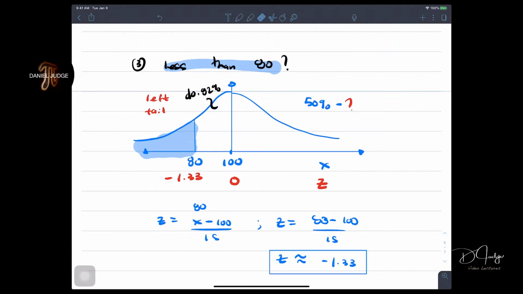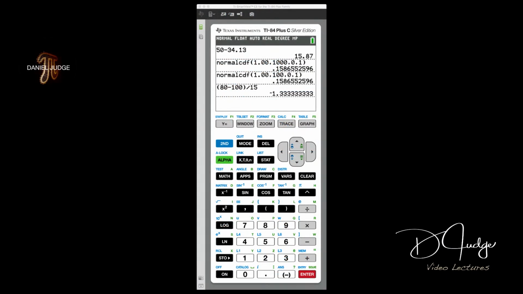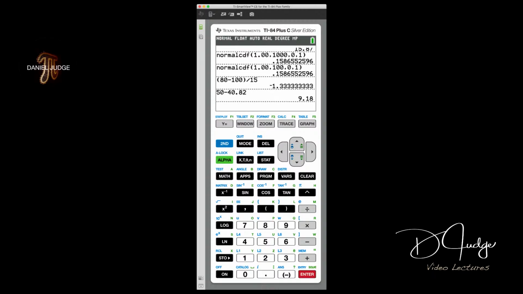So 50 minus, we found what was missing, 40.82%. Does anybody know what that difference is, right? If you don't, go to the TI and you say 50 minus 40.82, we get 9.18%. So what percent of the bell is shaded? This will be 9.18%.